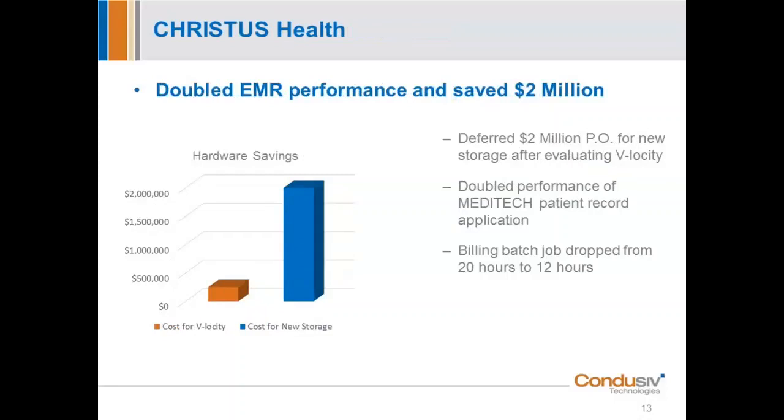Even more so, and this is an account that GQ has a weekly call with, CHRISTUS Health is one of the largest healthcare institutions in the state of Texas. They virtualized. They had performance issues right after virtualizing. They were about ready to spend $2 million to upgrade their NetApp storage environment. They had been a Diskeeper customer. They heard about V-locity, so they installed V-locity, and they were able to defer that $2 million PO. We doubled the performance of their patient record application, so you can see that's a big benefit that healthcare institutions are seeing using our software.